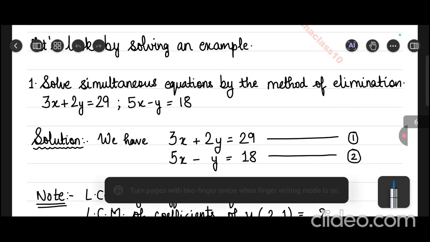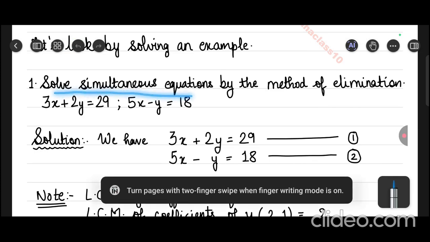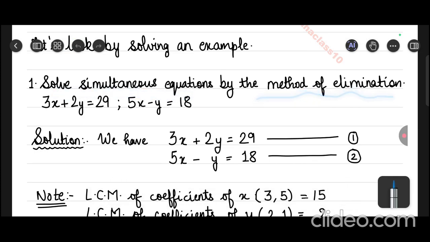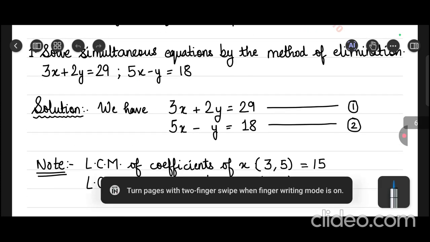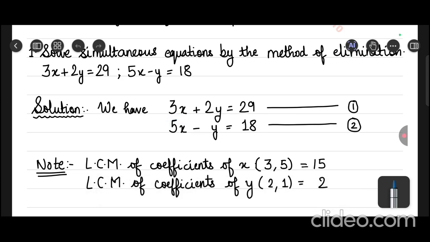Now, solve simultaneous equations by the method of elimination. We have two equations: 3x plus 2y equals 29 and 5x minus y equals 80. So the solution starts as we have 3x plus 2y equals 29 and 5x minus y equals 80. Let's give them numbering as 1 and 2.